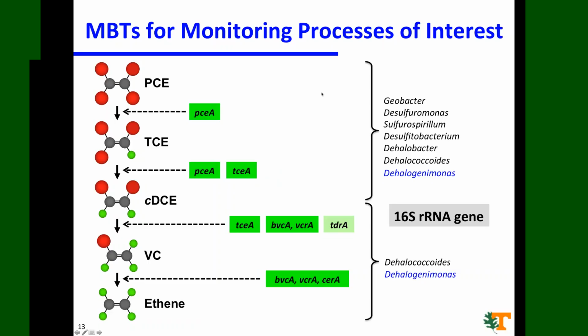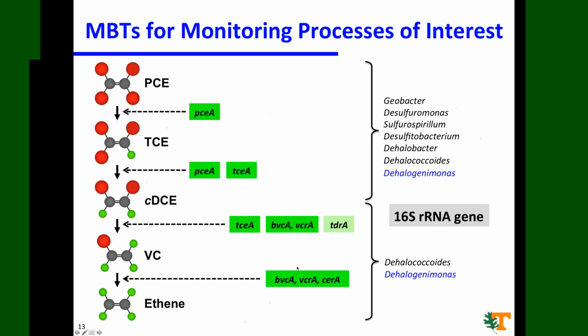So then we also know about process-specific biomarkers, and we have PCA, TCA involved in PCE-TCE reductive dechlorination. And then of greater importance for monitoring detoxification, BVCA, VCRA as vinyl, cis-DCE and vinyl chloride reductive dehalogenases. There's another biomarker called TDRA that is involved in trans-DCE to vinyl chloride reductive dechlorination. And then the important ones here for vinyl chloride to ethene transformation, BVCA, VCRA.